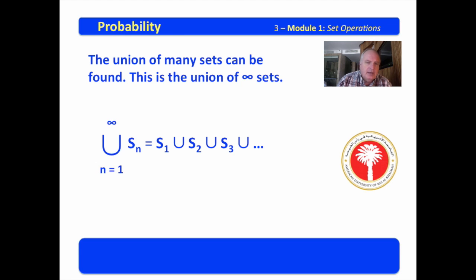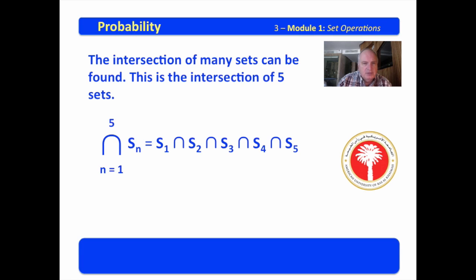Similarly, we could have an infinite number of unions. This is the union of sets S sub n as n goes from 1 to infinity. The union of many sets can be found, including the union of an infinite number of sets.